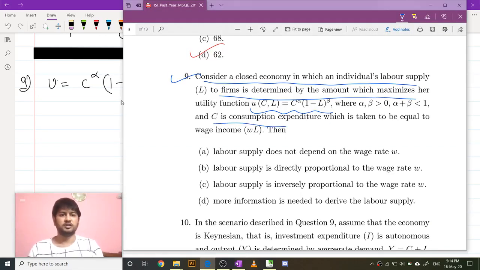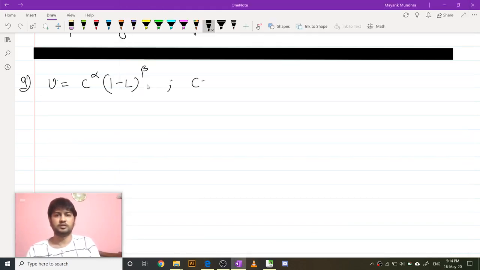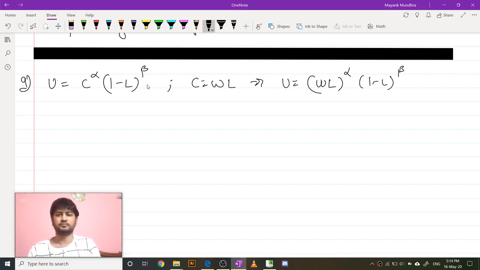C is the consumption expenditure, which is taken to be equal to WL. Alright, so C equals WL. So this gives utility as a function of a single variable: WL to the power alpha times 1 minus L to the power beta. So you can write this function as utility equals W to the power alpha times L to the power alpha times 1 minus L to the power beta.